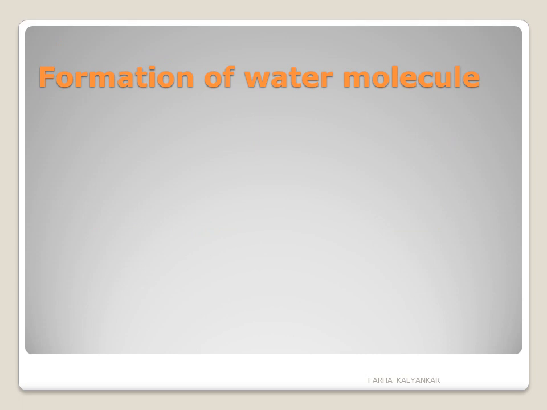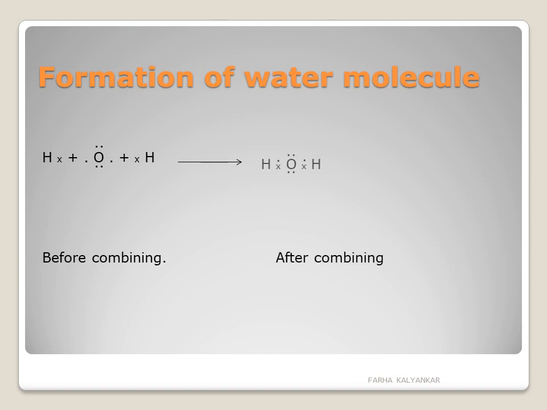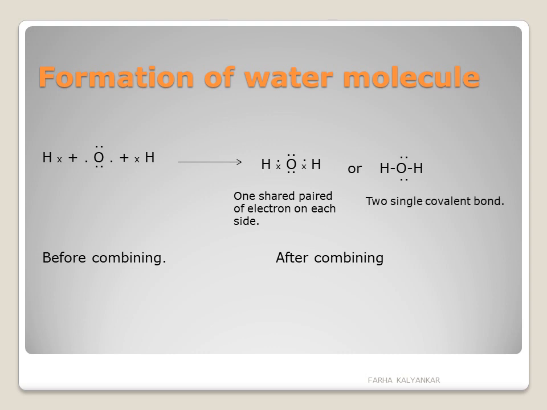Let's see the formation of a polar compound, that is, the water molecule. Before combining, I have one atom of oxygen and two atoms of hydrogen with their respective valence electrons. After combining, I have one pair of electrons being shared between oxygen and each hydrogen atom, owing to which there are two single covalent bonds being formed in the water molecule.